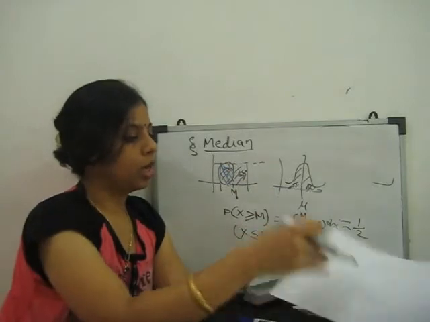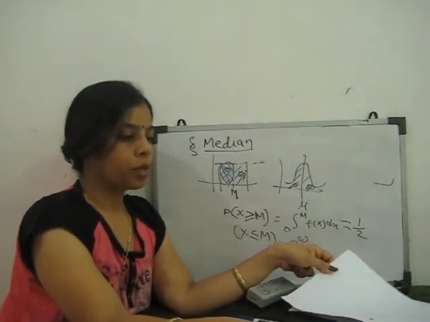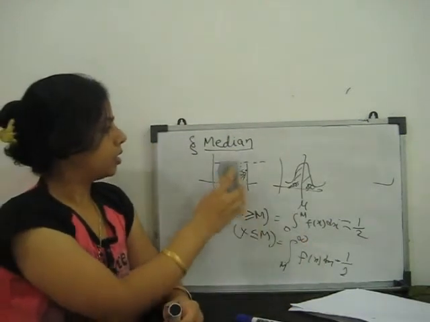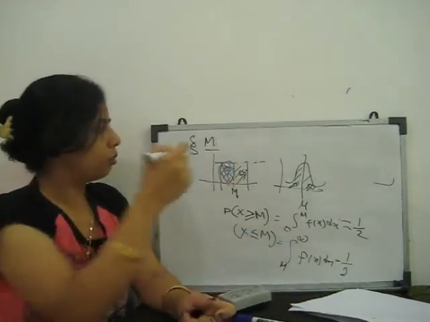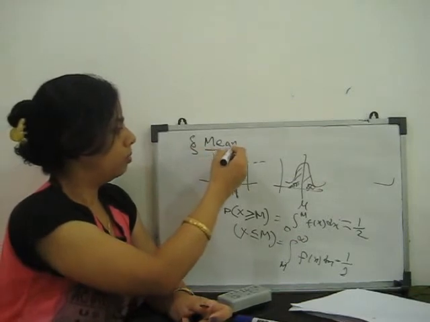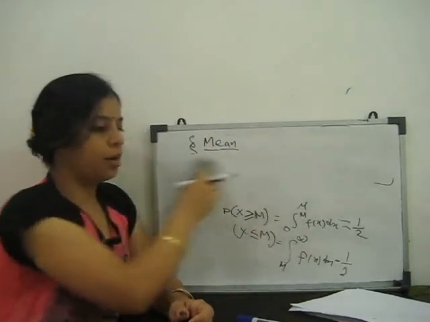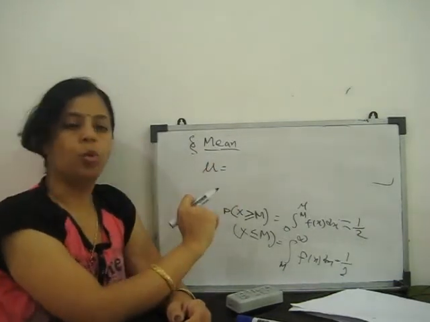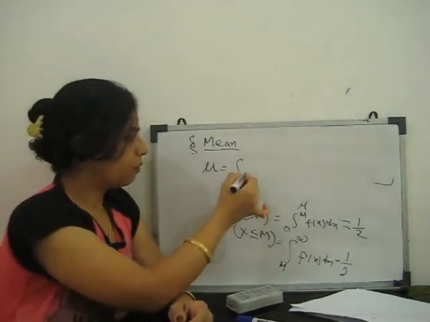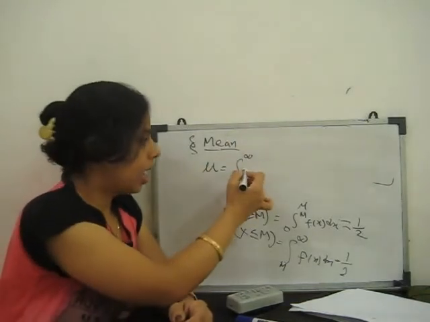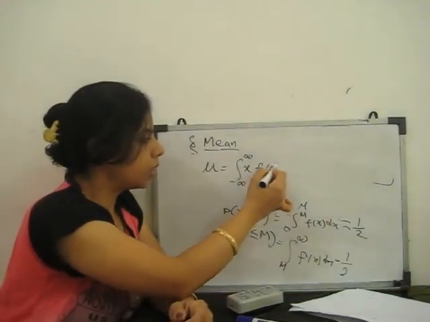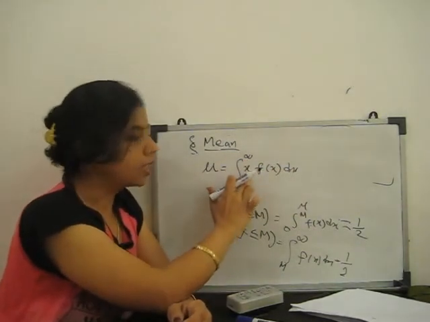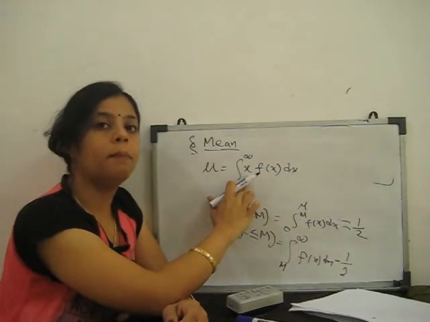Next we have to discuss the variance and mean of a random variable. Next is the mean. What is the formula for the mean of a random variable? Mean is given by, we can write mu. Mu is given by the integral from minus infinity to plus infinity of x f(x) dx. If x is not there, this is our PDF. If x is there, this is the formula for mean.